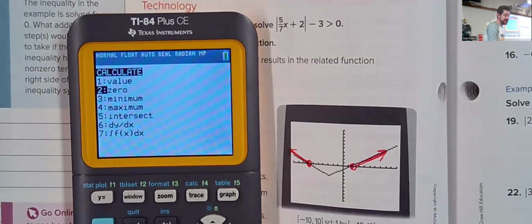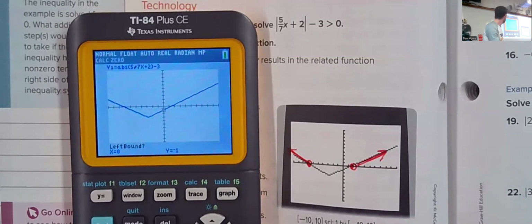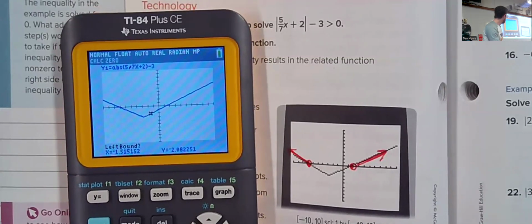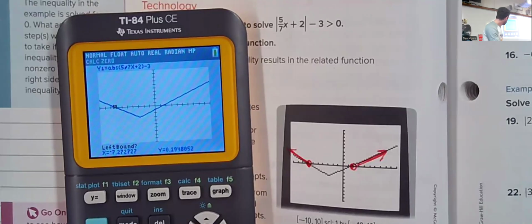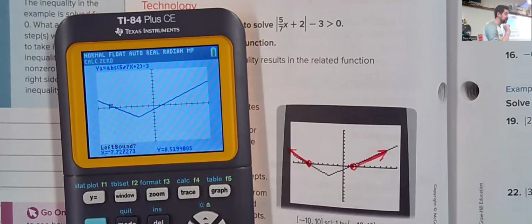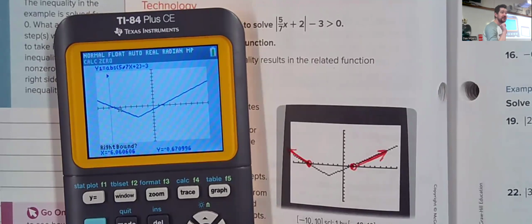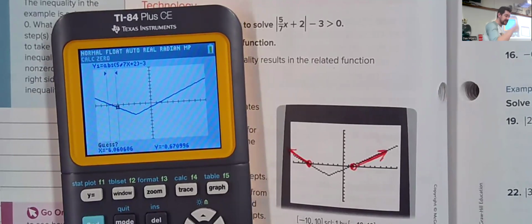X-intercepts, zeros, same thing. So left bound, remember this is where we have to go to the left of the x-intercept. We're not going to go to it exactly, we're going to go to the left of it, and then hit enter. Then we go to the right of it. It's saying right bound, so we're looking for a boundary on the right. We hit enter again. It will then ask you if it's okay to guess, and you'll say yes. And then it's going to give you -7.